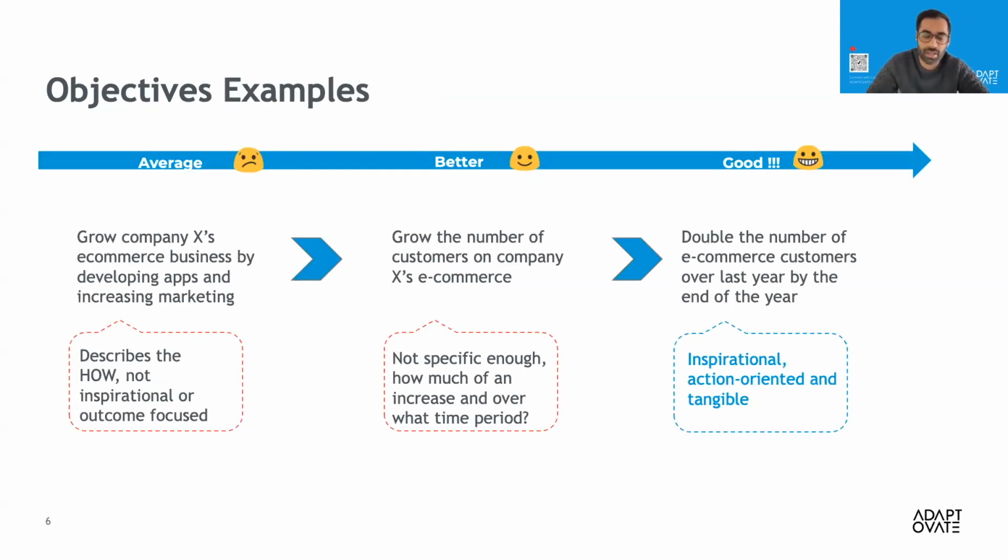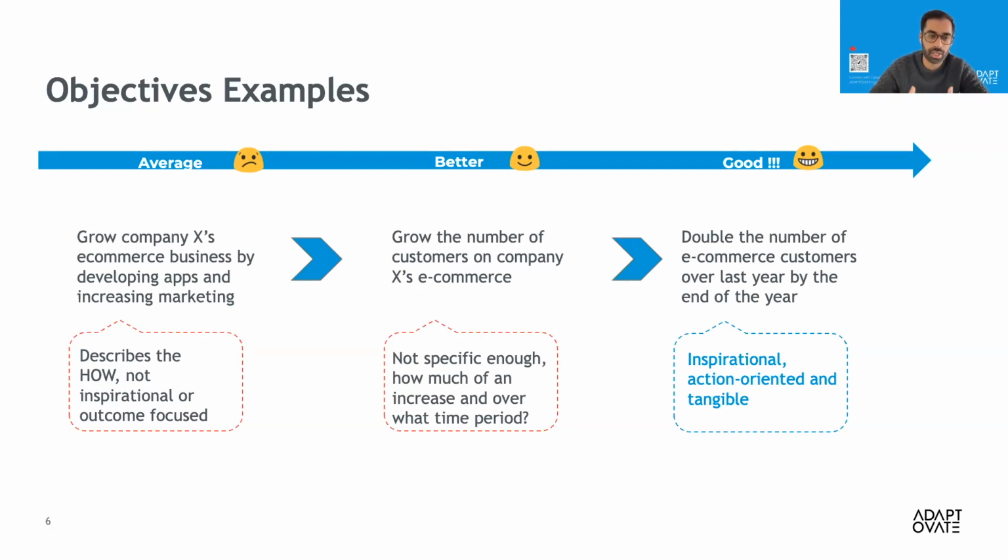Cool. So let's dive into what good versus great looks like. I mean, average is mediocre, so let's go good versus great. If we start off with the average section, we talk about growing a company's e-commerce business. But the challenge here is that we're telling people how to do their jobs. We're telling them that it's going to be the development of apps and the increase in marketing that's going to drive that. Not really overly inspirational, right?